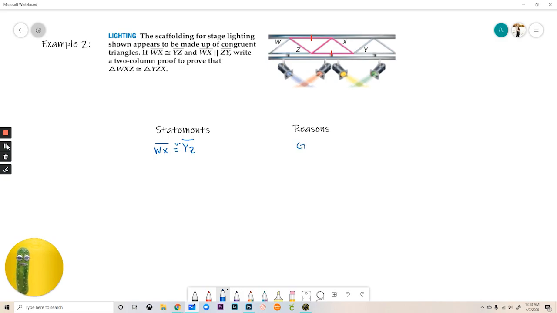And that's given. So there's one. We also know that WX is parallel to ZY. That's also given.